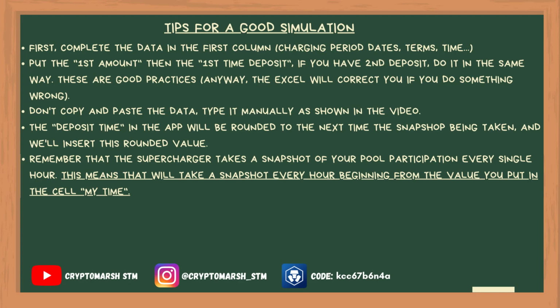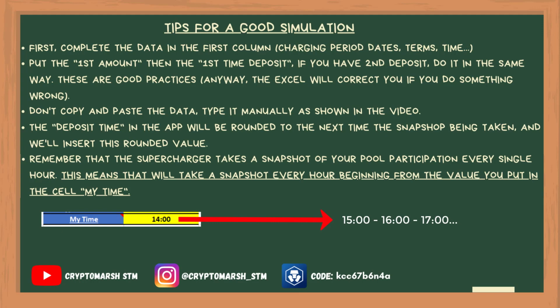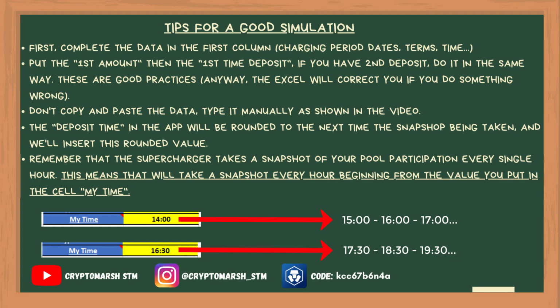This means that we'll take a snapshot every hour starting from the value you put in the cell my time. So, for instance, if we have in the cell my time 2 p.m., we will have a snapshot at 3 p.m., at 4 p.m., and so on. If we put in the my time cell 4:30 p.m., we will have snapshots at 5:30 p.m., at 6:30 p.m., and so on.